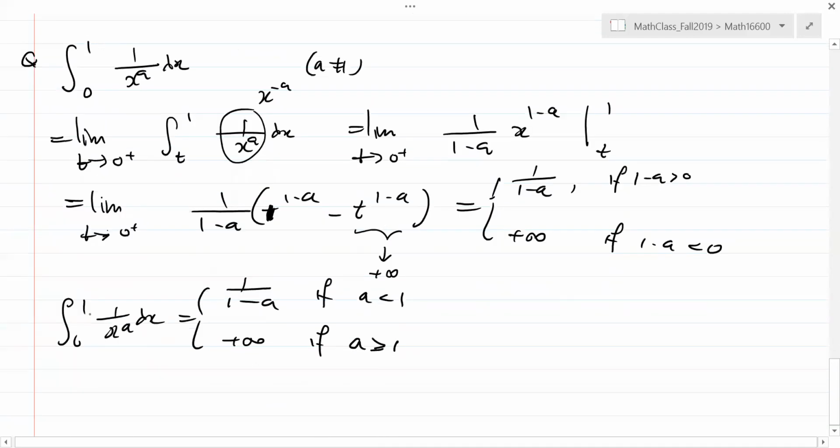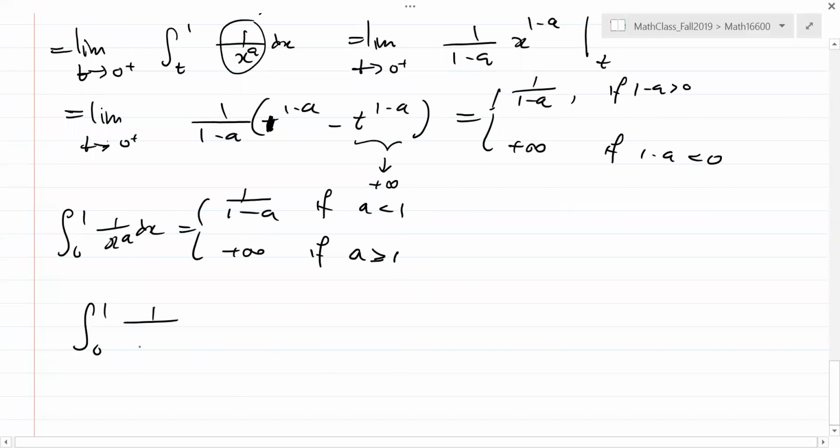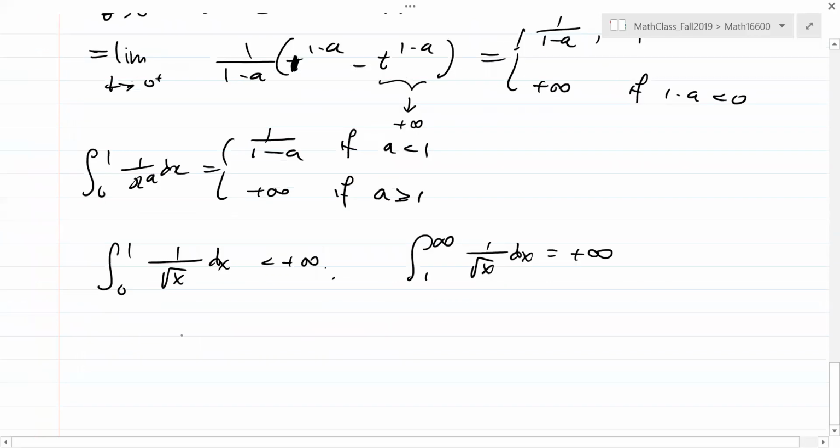From here, you can tell that the integral of x squared dx is finite, because a is 1/2. But for the same function over the other interval, this will be infinite. Be careful there. And the same here: from zero, the integral of x squared dx is infinity, but this will be finite.